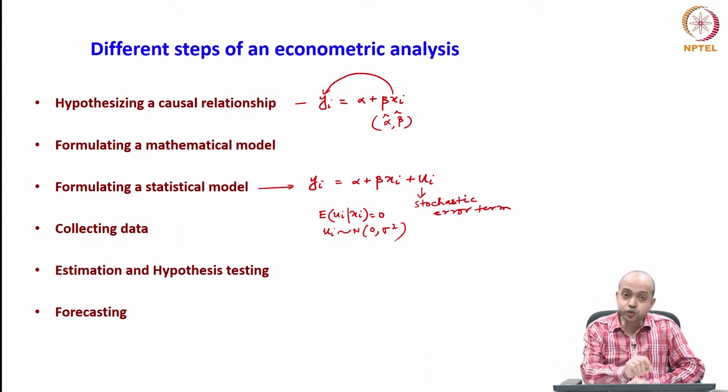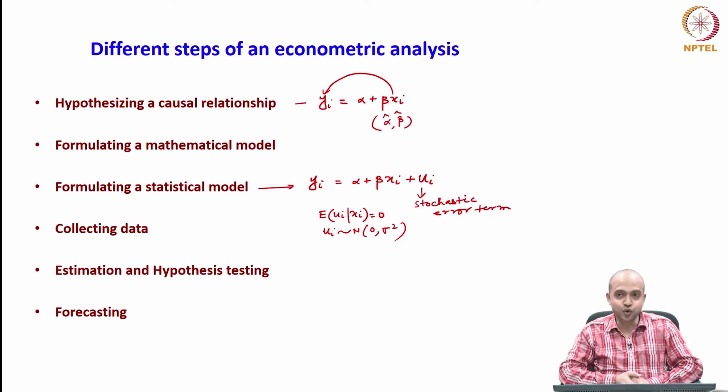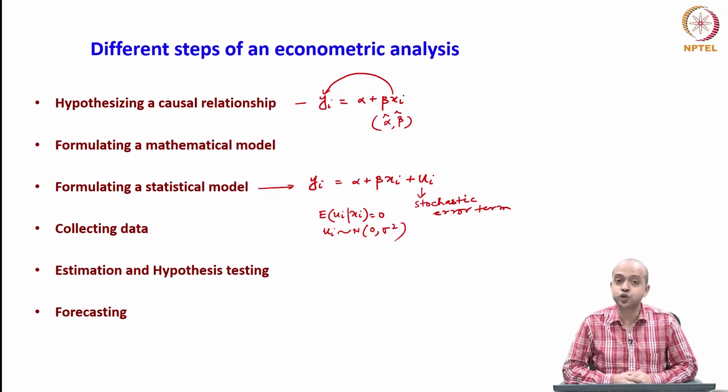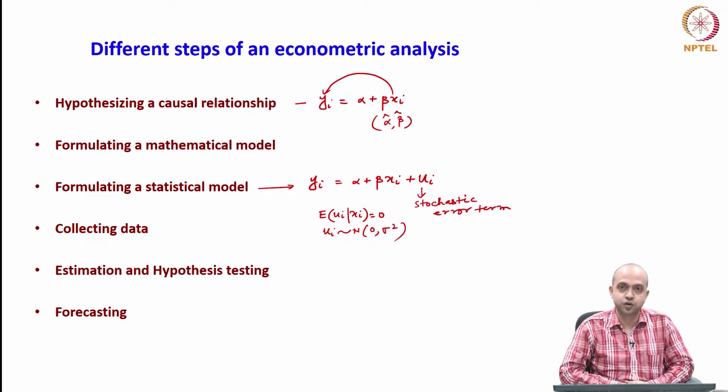But before we use this alpha hat and beta hat for policy purpose or prediction or forecasting purpose, econometricians say that you must ensure that your alpha hat and beta hat, the estimates of your population parameter, exhibit 3 desirable properties, okay? 3 desirable properties before we actually use them for policy purpose, forecasting or prediction.